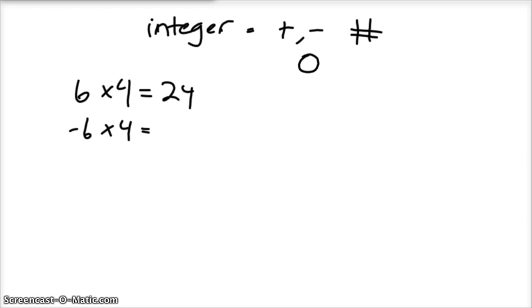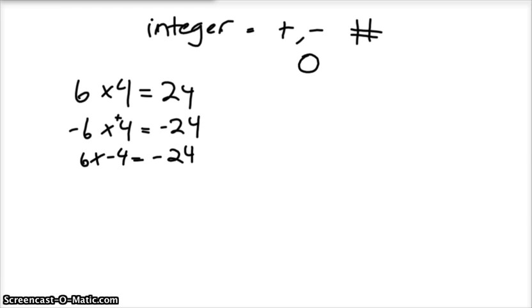Now what if I add in a negative, negative 6 times 4? Well, our rule is that whenever you have a negative sign being multiplied by something of a different sign, so this is a positive 4, then the answer is always going to be negative. If you're multiplying signs that are different, your answer is always going to be negative. It doesn't matter if I do 6 times negative 4, they're not the same, so you're still going to get a negative answer.